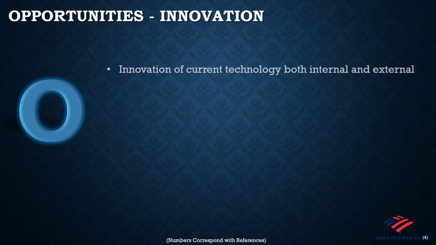Then moving on to innovation. And this is innovation of current technology, both internal and external. The big place where this is a great opportunity is the consolidation of systems. Currently, Bank of America uses multiple financial software systems for various functions. By consolidating these, we're going to eliminate redundancy, and this would improve efficiency for employees. A more efficient employee has the ability to help more clients within a day, and therefore has the opportunity to potentially grow the business through other sales opportunities.